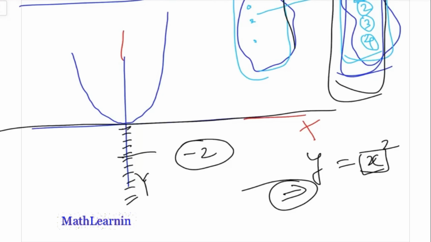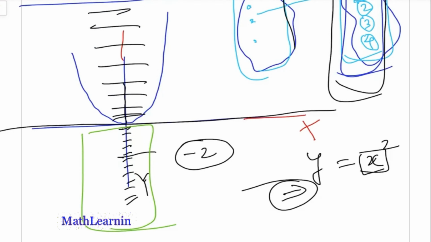Even by a graph you can easily come to know whether it is onto or not. If a graph takes all values of the y-axis, then only it is an onto function. Now this is just taking these values of y, only positive values of y. It is not taking these negative values of y. So it is not an onto function because it is not taking all values of y.